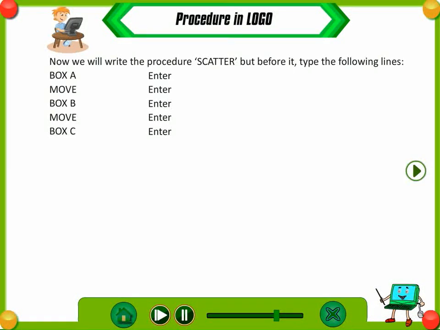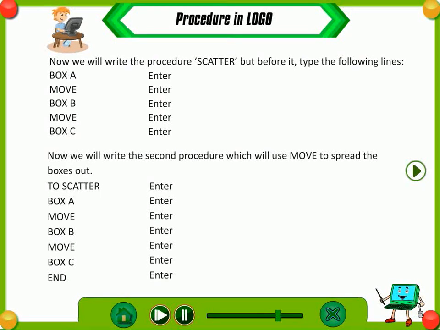Now we will write the procedure SCATTER, but before it type the following lines. BOXA, enter, MOVE, enter. BOXB, enter, MOVE, enter. BOXC, enter. Now we will write the second procedure, which will use MOVE to spread the boxes out. TO SCATTER, enter. BOXA, enter, MOVE, enter. BOXB, enter, MOVE, enter. BOXC, enter, and END, enter.